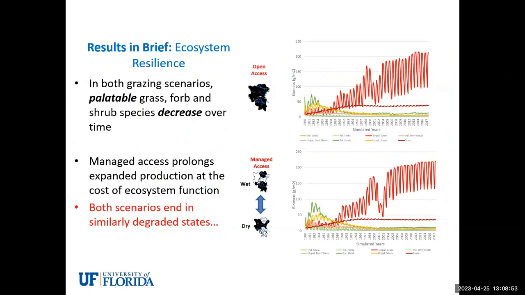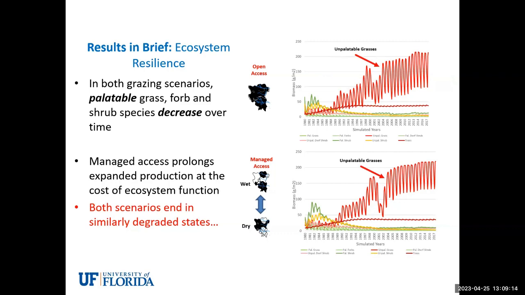Looking at the ecosystem resilience, funny enough, these two different plots look remarkably similar. Now, this is interesting because, while you get better livestock outputs from managed grazing, you don't get a good result in the end. As a matter of fact, the unpalatable grasses look almost identical.